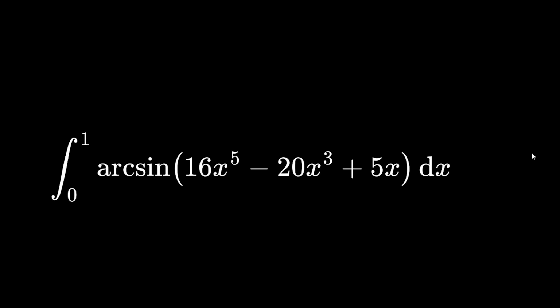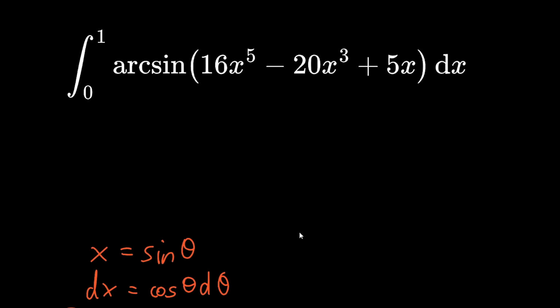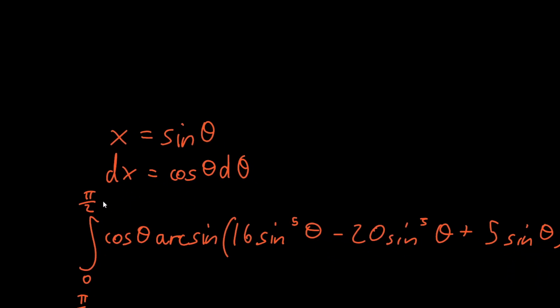First up, the integral between 0 and 1 of arcsine of 16x to the 5 minus 20x cubed plus 5x, dx. Now the first step we're going to do is quite unorthodox, but bear with me. So we're going to say x equals sine theta, so dx equals cos theta d theta. So we end up getting our new bounds as between 0 and pi over 2.